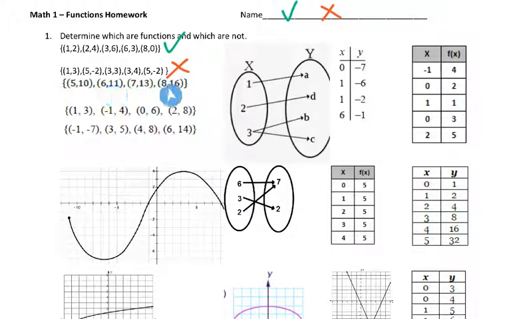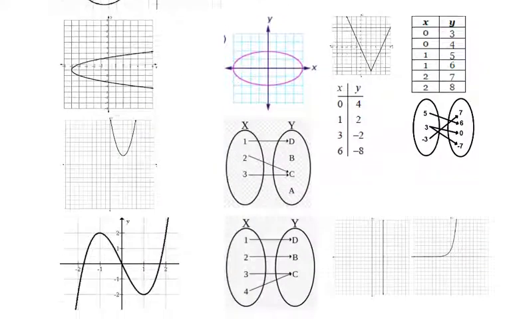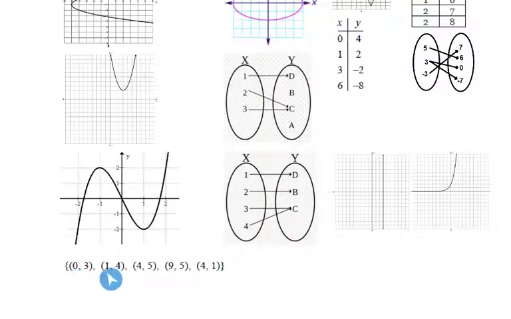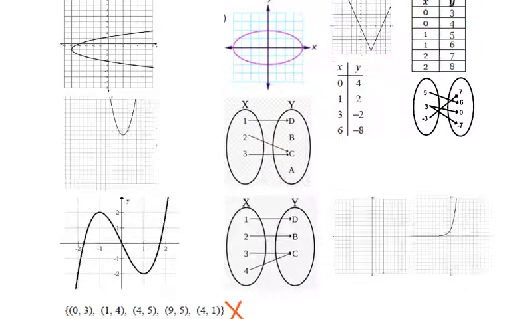Okay, 5, 6, 7, 8. Yep, function. 1, -1, 0, 2. Okay, all go into 1. It's a function. -1, 3, 4, and 6. Again, it's a function. And the one down at the bottom, 0, 1, 4, 9, and 4. Okay, 2 4s. One goes to 1, one goes to 5. That's definitely not a function.